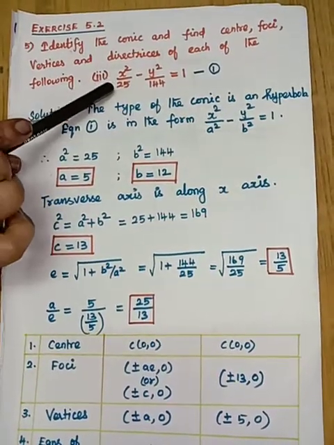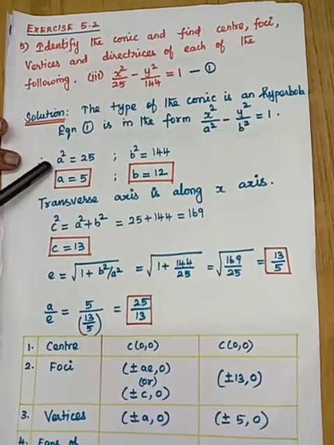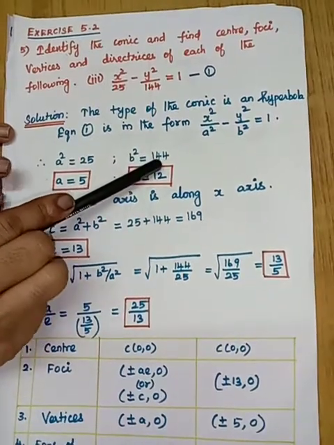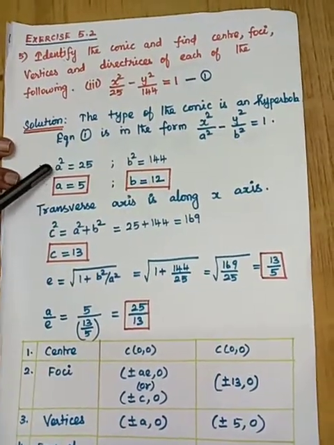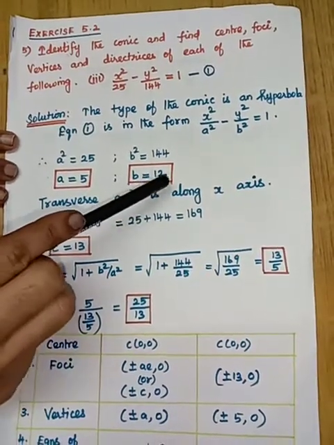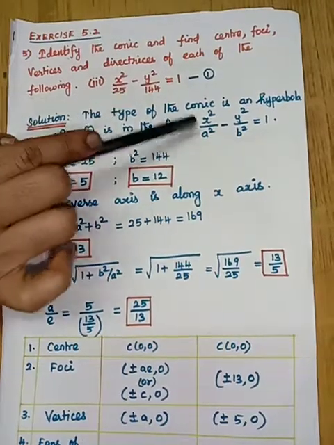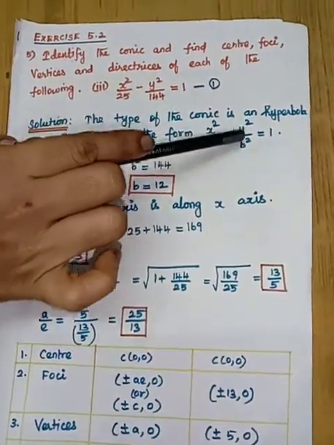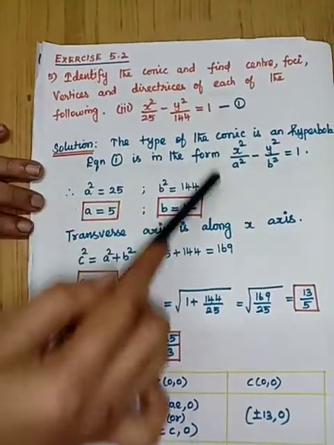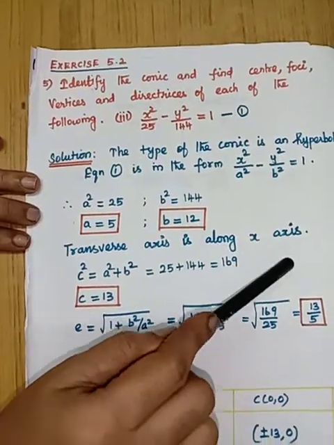So you have to take the first term number as a squared. So a squared is equal to 25 and b squared is equal to 144. From this you have to take a. What is a? It is 5. b is equal to 12. Now, it is in the form x squared by a squared minus y squared by b squared is equal to 1. If the equation is like this, the transverse axis of the hyperbola is along the x-axis.